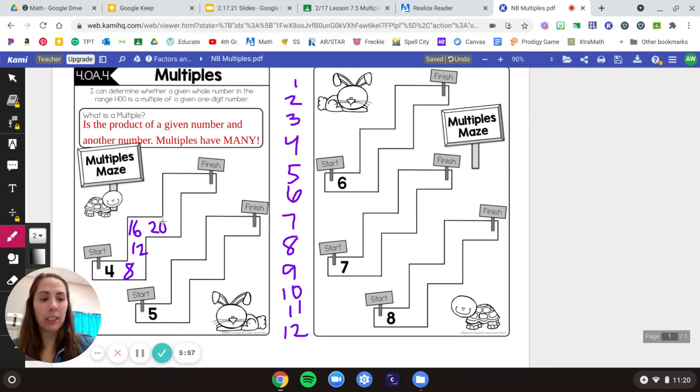Then I'm going to do 4 times 6, I know is 24. I'm trying to fit as many as I can. And then I think 4 times 7, well, 4 times 7 is 28. And I bet I can fit one more. 4 times 8 is 32. And I'm at my finish line.